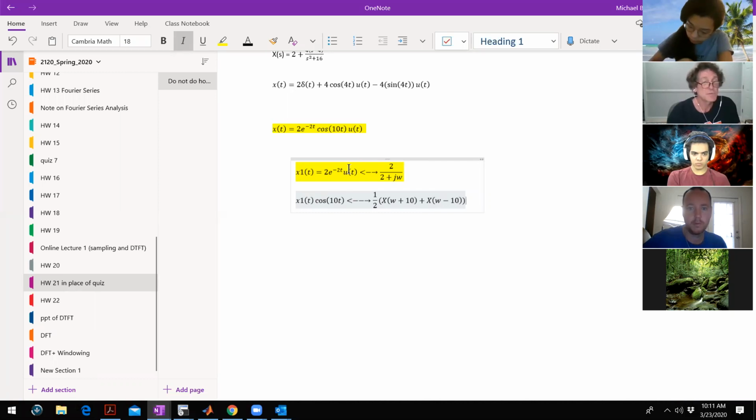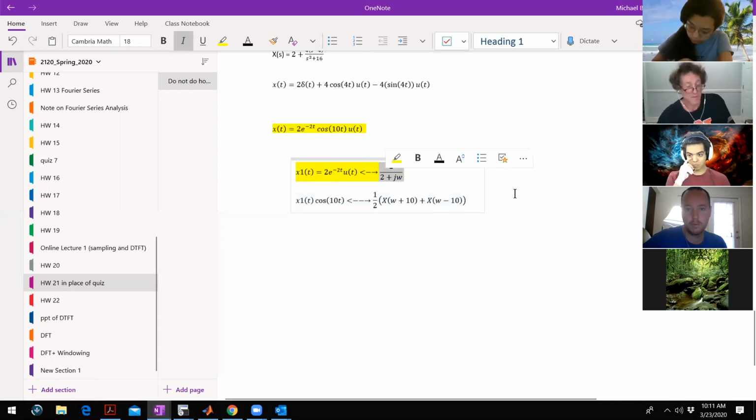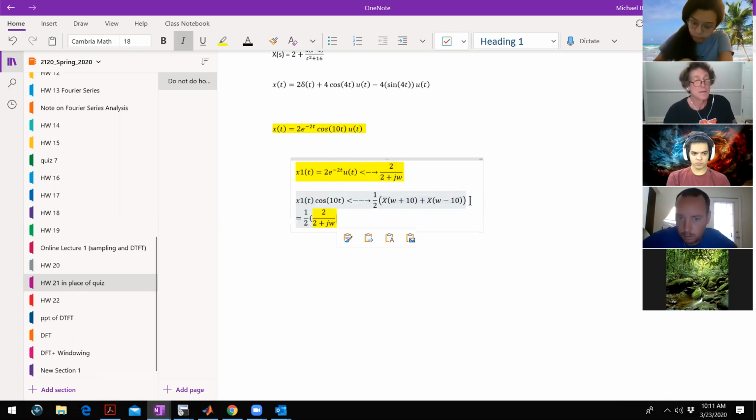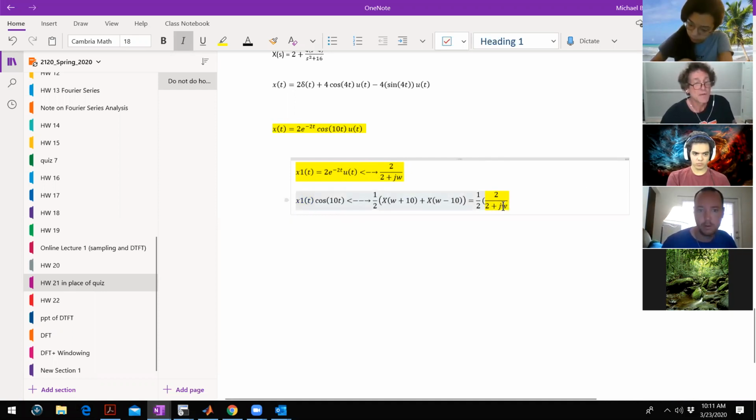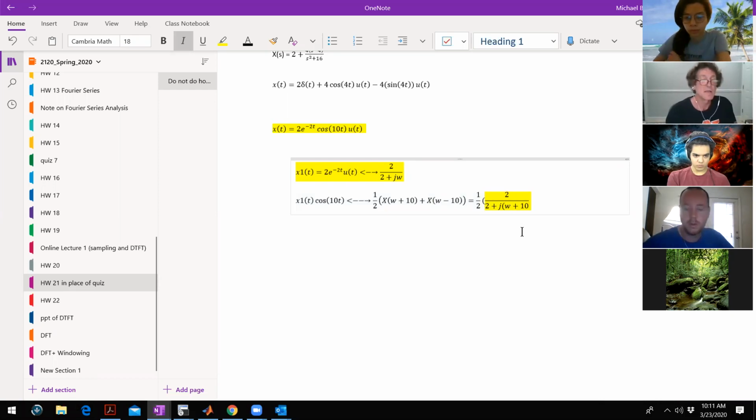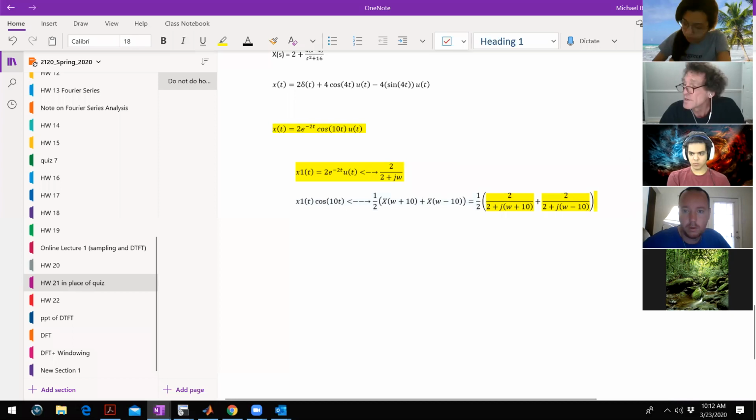Now I did it this way on purpose. Now what is x of omega plus 10? Well, you take this, and anytime there's omega, you simply make it omega plus 10. So that means this is 1/2 of, let me blow that up a little, 1/2, and then you simply go right here. Make that omega plus 10 plus omega minus 10. That's how you would do it. Follow me, whoever else. That's modulation, and I did it.